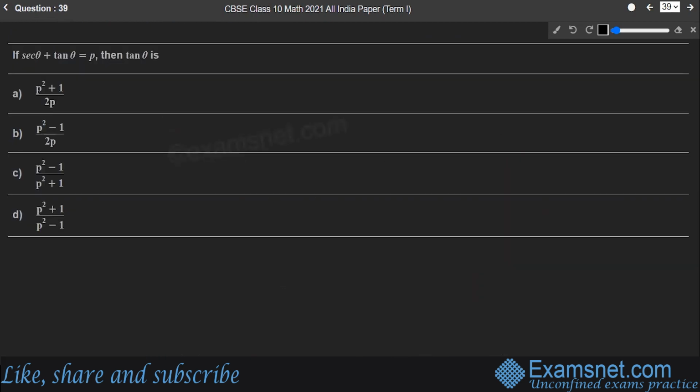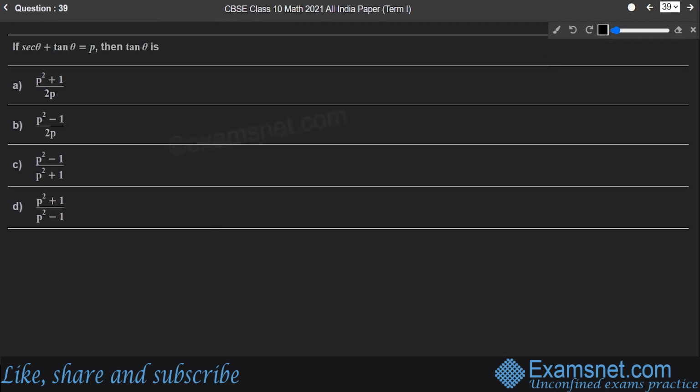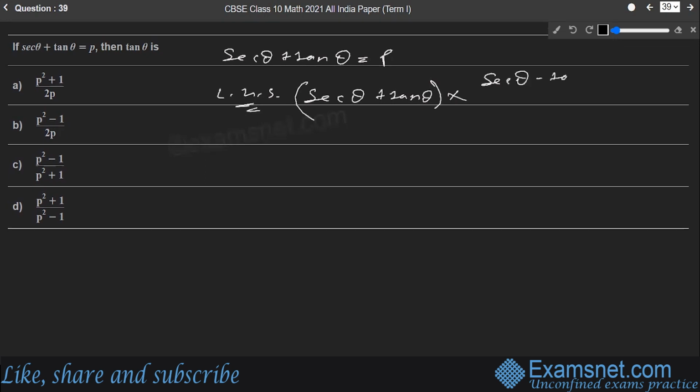Now, if sec theta plus tan theta is equal to P, then tan theta is equal to what? Okay, let us do this. As they say, sec theta plus tan theta is equal to P. So let us take the left hand side. What we can do is keep sec theta plus tan theta like this only, and multiply this with sec theta minus tan theta and divide by the same term, sec theta minus tan theta, like that.